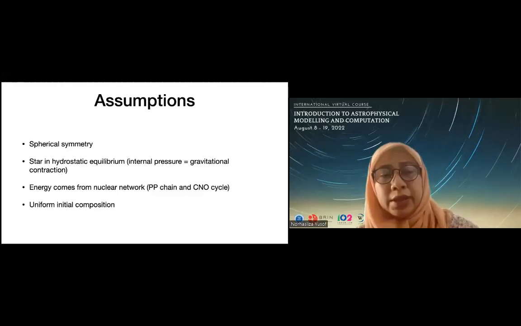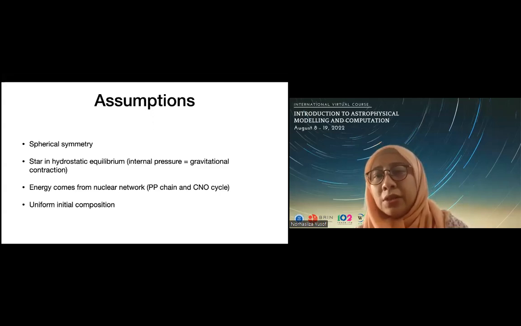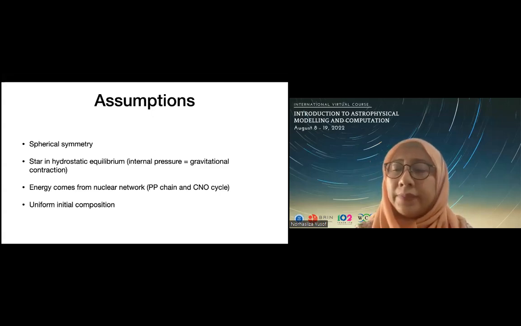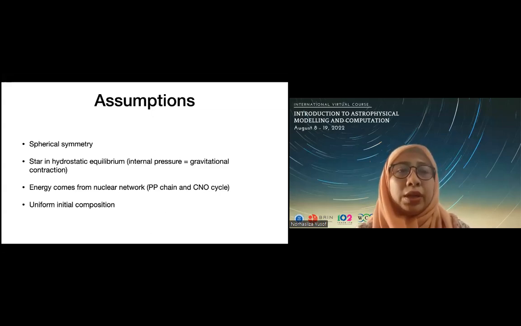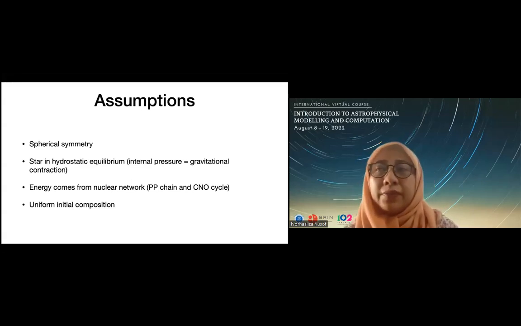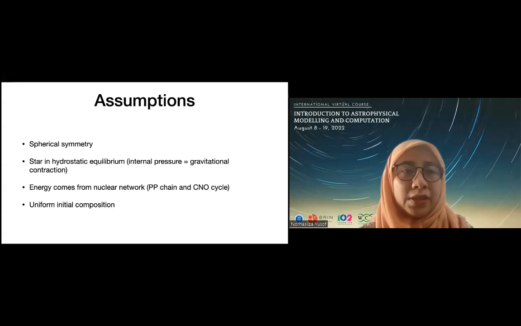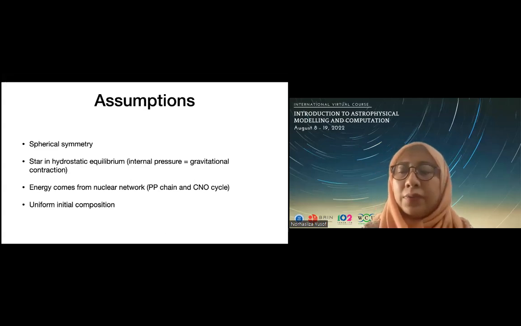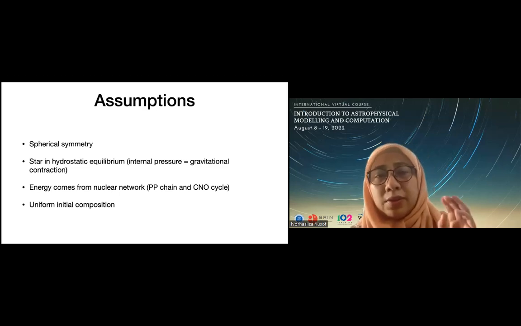And another thing is the energy must come from the nuclear network. It can be either a proton-proton chain or the carbon-nitrogen-oxygen cycle. Depending on the mass that we want to estimate, the nuclear network will change. For example, if you want to calculate for a sun-like, very small star, the main nuclear network will come from the proton-proton chain. But if you want to calculate for a massive star, the main energy comes from the CNO cycle. This is due to the temperature and density of the star being different from one mass to another. So we have to identify the star or the model that we want to calculate.